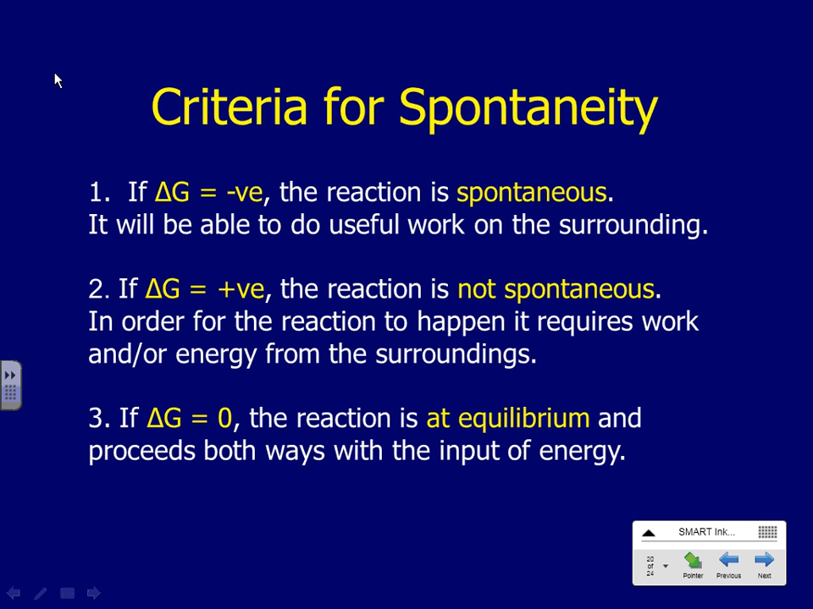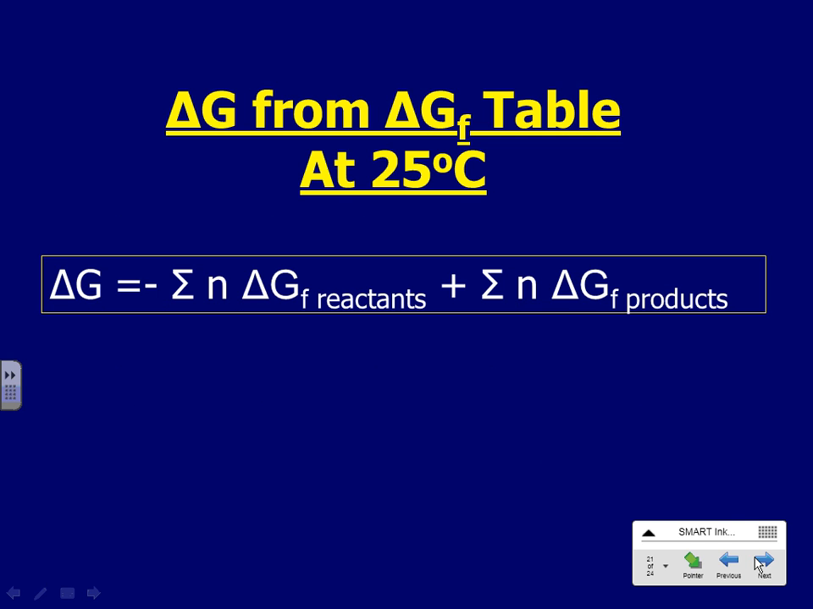The table values are the Gibbs energy of formation at 25 degrees Celsius. So these are locked into a particular temperature. But it does allow us to quickly calculate a Gibbs energy for a particular reaction at 25 degrees Celsius, at standard ambient temperature. Same equation. We're not learning anything new here, except the interpretation of it.